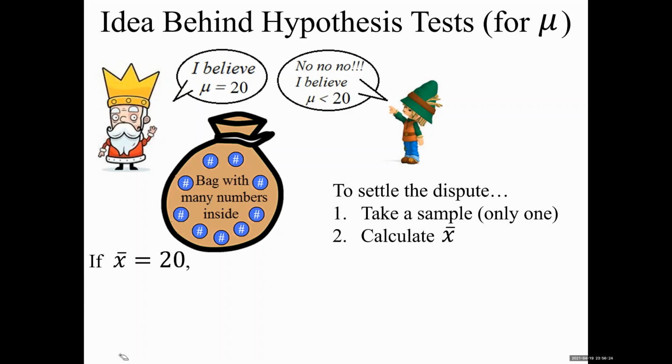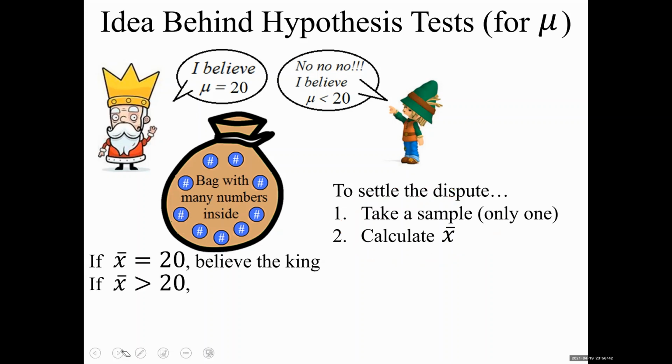The king? Yeah, we're going to believe the king. Yeah, because I'm basically wondering, is this number close to 20? Well, if it's exactly 20, it's definitely close to 20. So we believe the king. So if you take a sample, calculate XBar, and you get 20, we're going to side with the king.